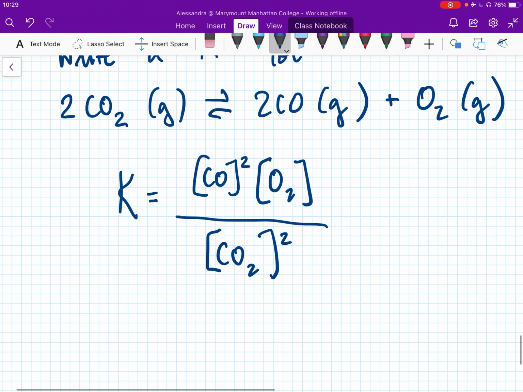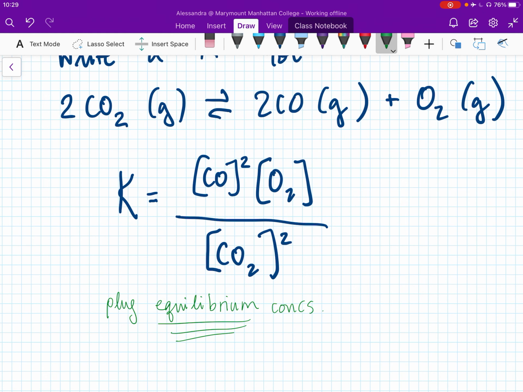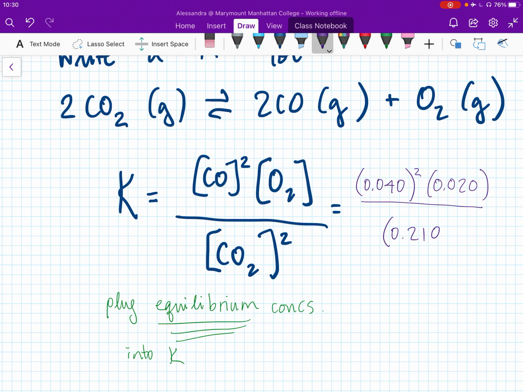Now, you can plug equilibrium concentrations, only equilibrium concentrations, into the expression for K. And we calculated the equilibrium concentrations for this reaction in the example that we just did. We had 0.040 molar for CO, so that's going to be squared, 0.02 molar for oxygen, and 0.210 molar for carbon dioxide, and that has to be squared. So I'm plugging those equilibrium concentrations into the expression for K.